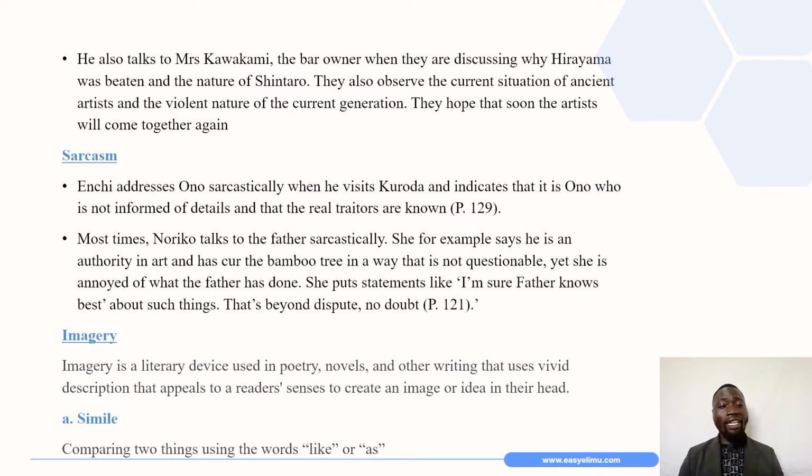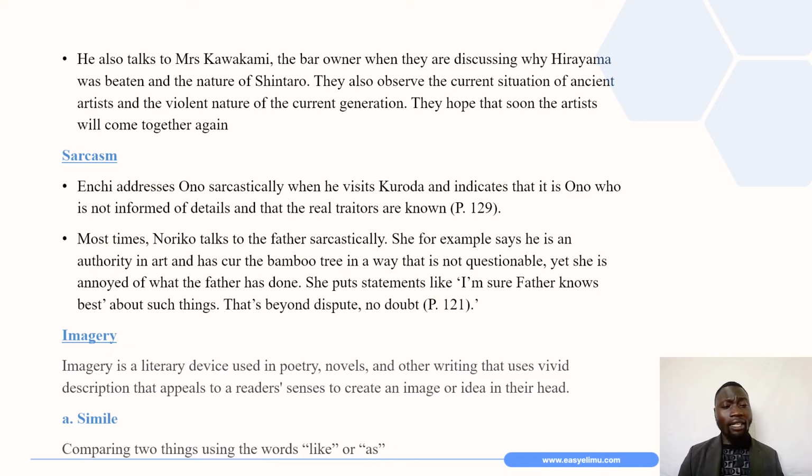So again, most times Noriko talks to her father Ono sarcastically. So she, for example, says he is an authority in art, and has cut the bamboo tree in a way that is not questionable, yet she is annoyed of what the father has done. So again, she puts statements like, I'm sure father knows best about such things. That's beyond dispute, no doubt, etc., etc. So whenever she uses such statements, she uses them sarcastically.